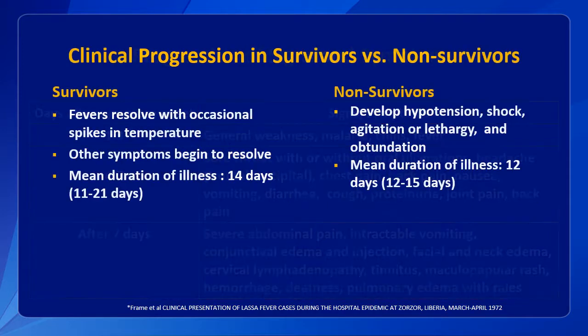the illness. In survivors, fevers begin to resolve during the second week of illness, with occasional spikes in temperature. Other symptoms also begin to resolve. The mean duration of illness for survivors is 14 days, with a range of 11 to 21 days. Non-survivors develop hypotension, shock, agitation, or lethargy, and eventually obtundation. The mean duration of illness in non-survivors is 12 days, with a range of 12 to 15 days.